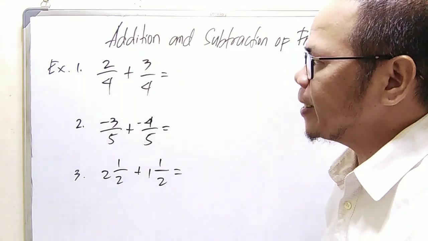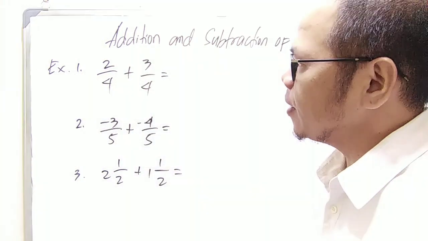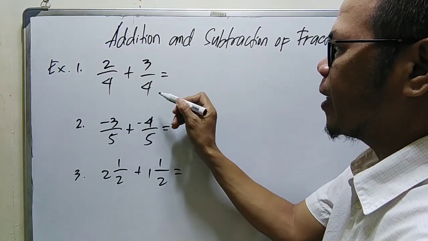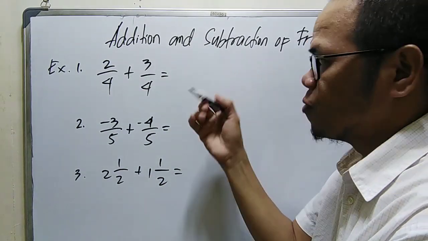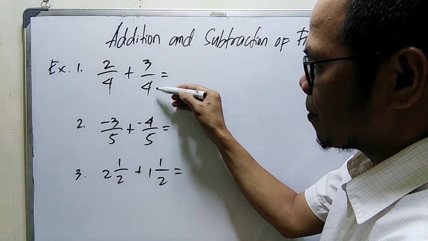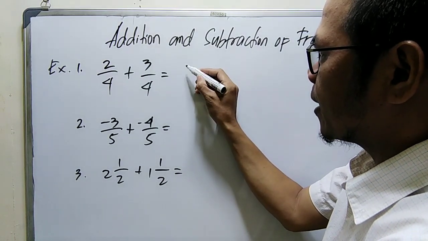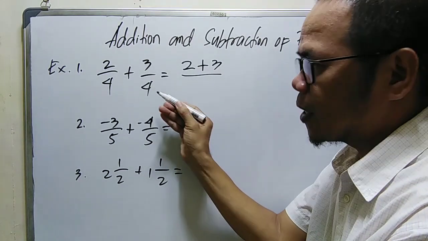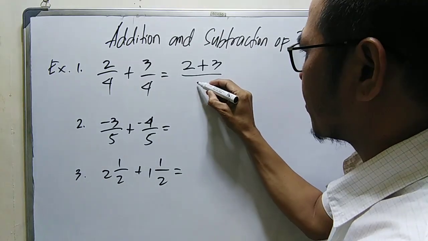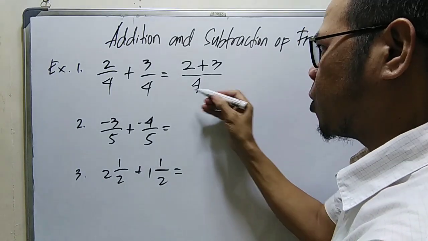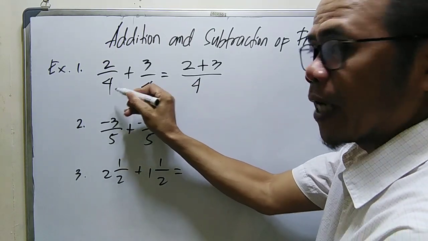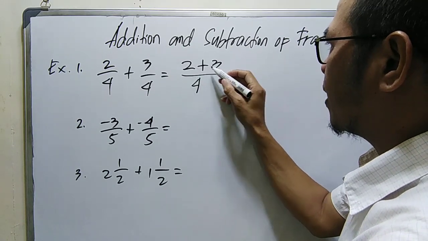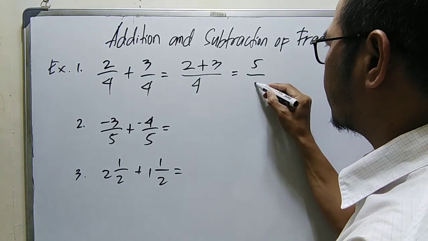Okay, let's have example number 1. 2/4 plus 3/4. Okay, so ang gagawin natin dito, kasi the same denominator yan, all you have to do is to add the numerator. Ito yung numerator, ito yung denominator. Okay, so i-add lang natin yung numerator, 2 plus 3 over, kopyahin natin yung kanilang common denominator. So ang mangyayari dyan, 4. Okay, kinopya natin yan sa common denominator ng dalawang fraction. Then equals, yan, i-add natin yan, 2 plus 3 is 5 over 4.